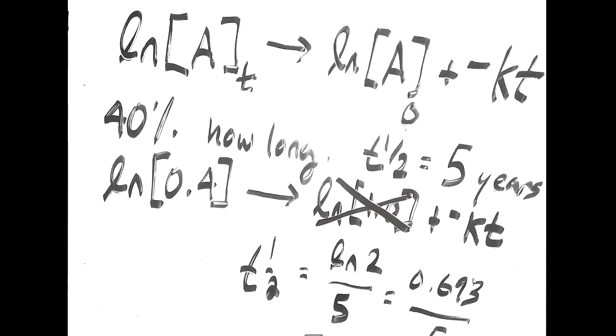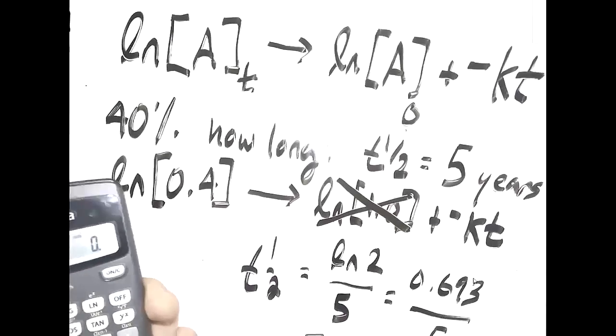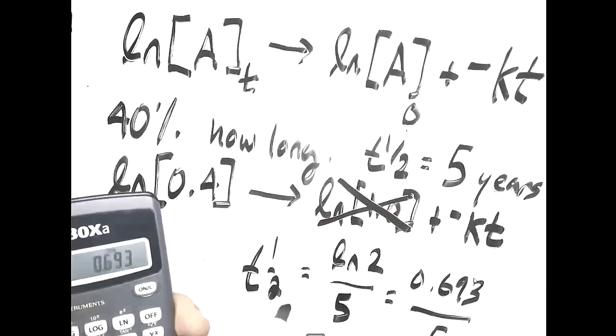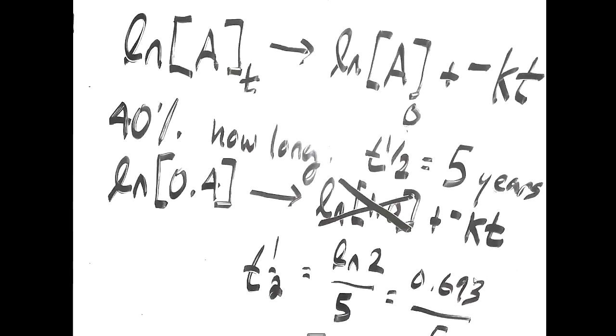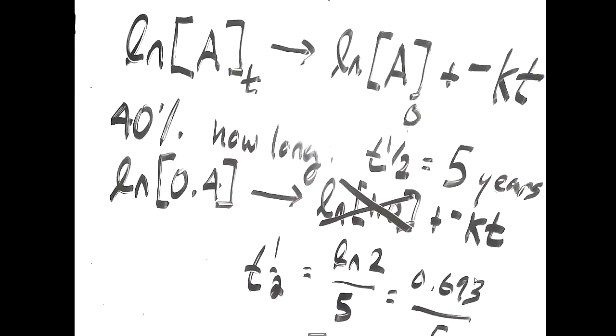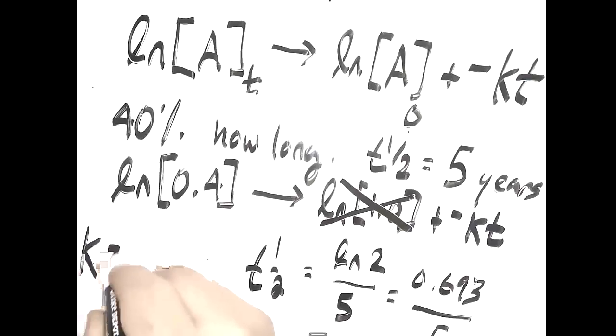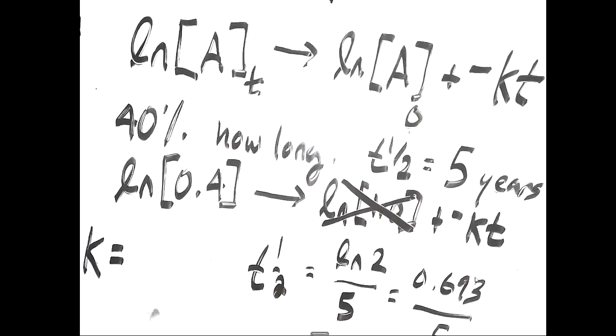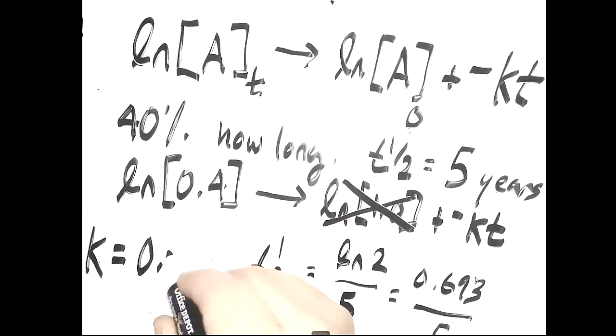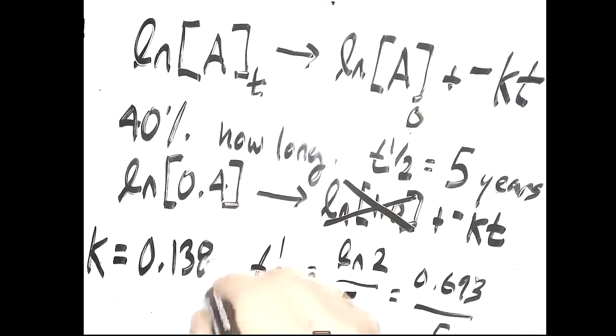A little calculator will come in handy here. So 0.693 divided by 5, and we're going to get this value. It's going to tell us that K is 0.1386. Okay, so we needed K to do this problem. And just remember, K here is going to be 0.1386. Now how do we go on? We're going to figure out the natural log of 0.4.